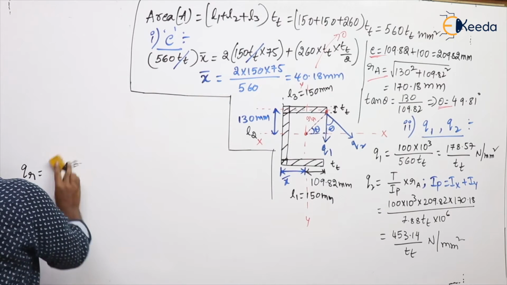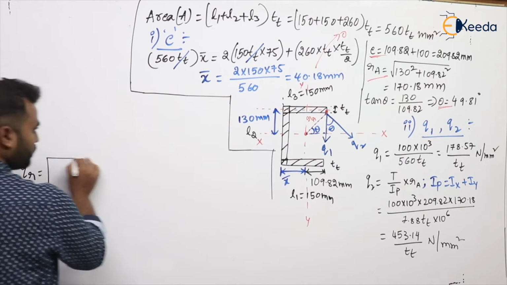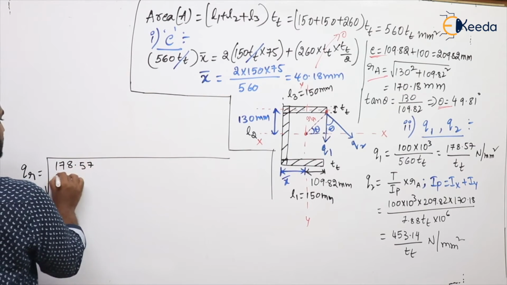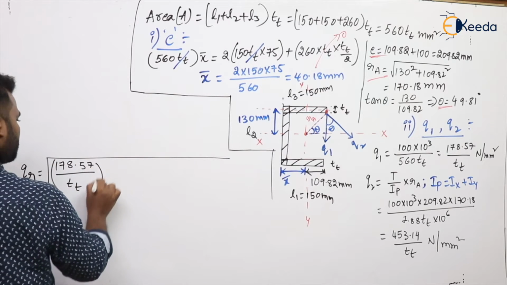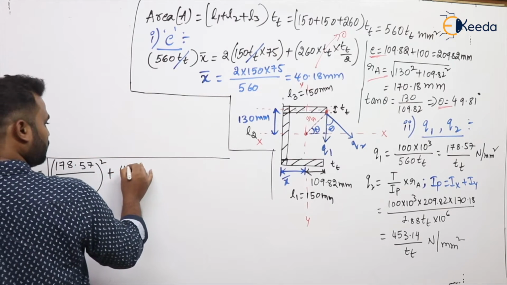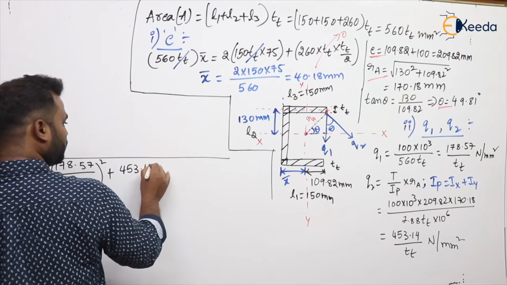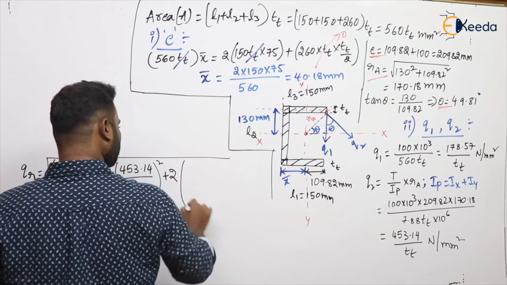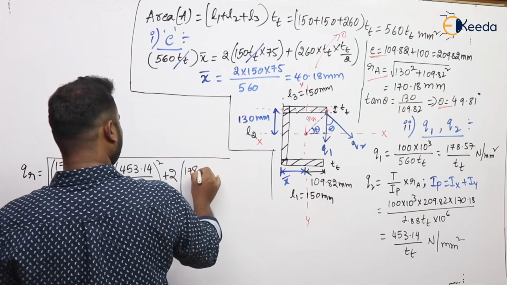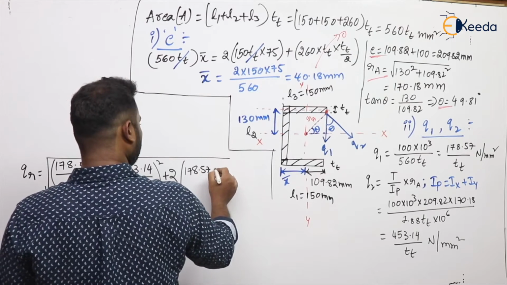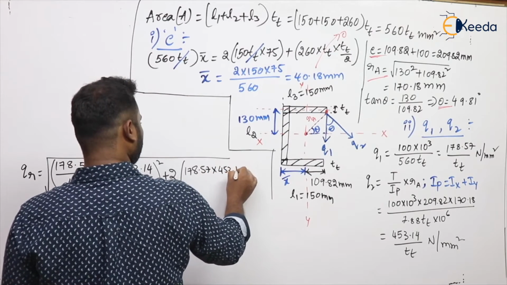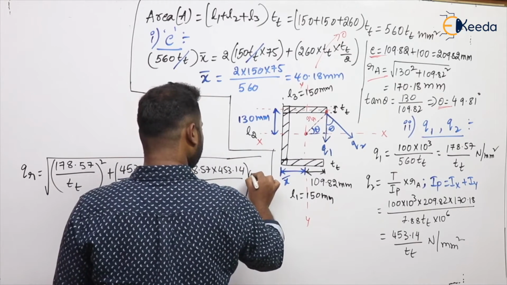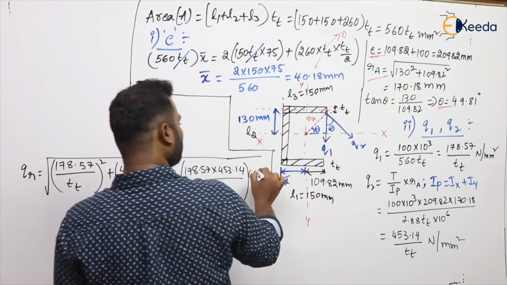178 point under root. This total comes under the root. 178.57 by TT whole square plus 453.14 by TT whole square plus 2 into 178.57 into 453.14 by TT into cos theta. How much is the theta? 49.81.